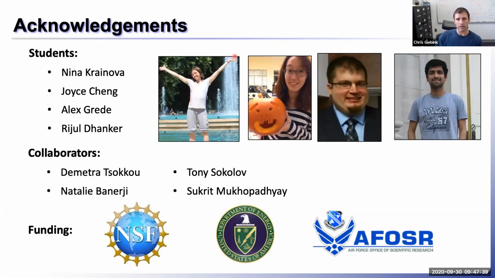Nina did all of the photoconductivity work and figured out that problem. Joyce did the initial reflectivity and photoluminescence experiments, and then Alex and Rachel were important in understanding the basics of some of these charged molecules. Natalie Banerjee and Demetra in her group did the ultra-fast transient absorption, and then our colleagues at Dow, Tony and Sukrit, helped us with some of the DFT calculations to understand the transitions that we were seeing.